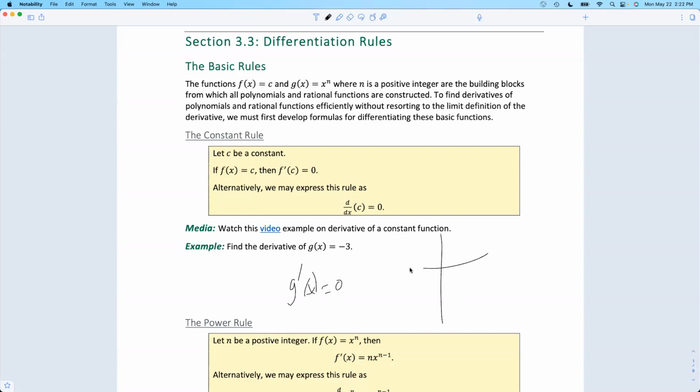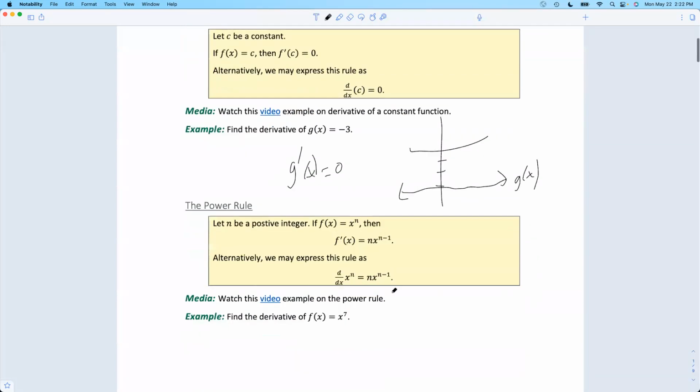We could look at that. Here's g down here at -3. Any line tangent to that is just the line itself. The slope of that line is 0. Derivatives spit out slopes of tangent lines.